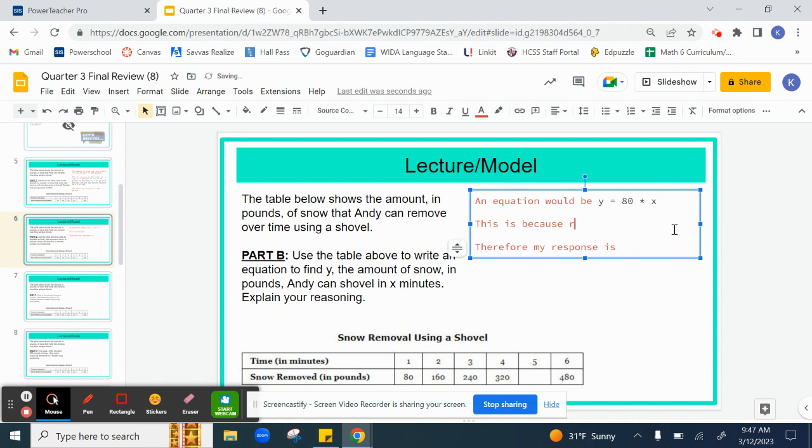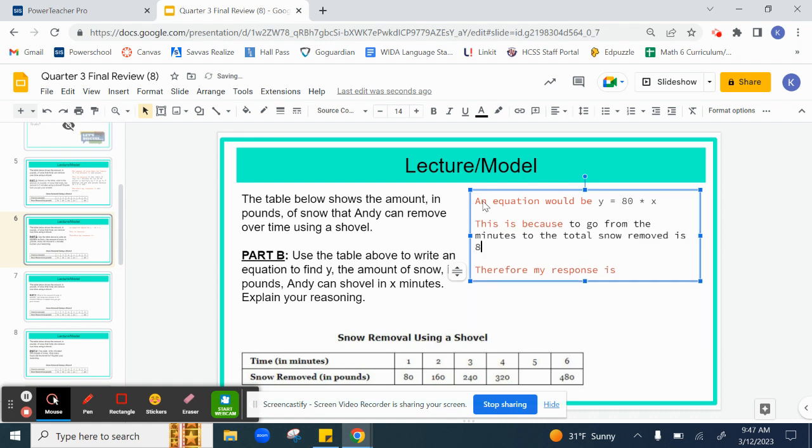This is because to go from the minutes to the total snow removed is, you multiply by 80. Therefore, my response is y equals 80x, or 80 times x. All right, let's move on.